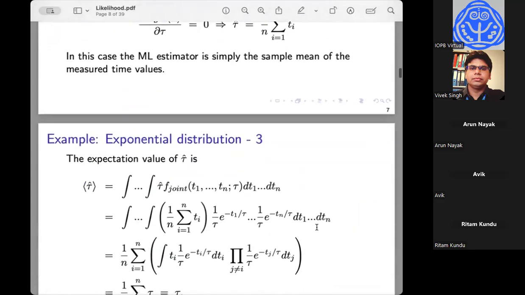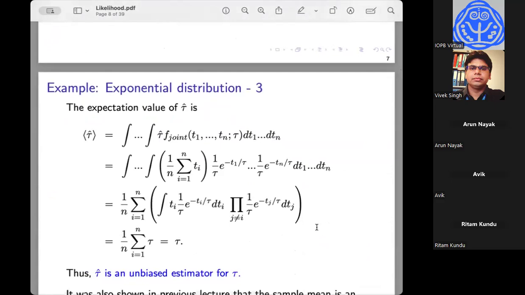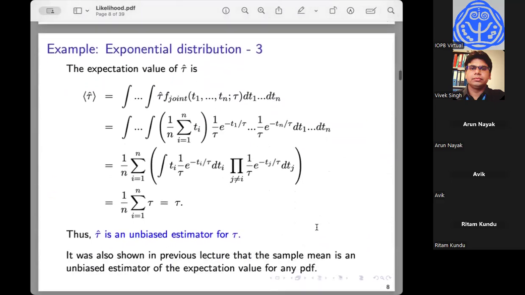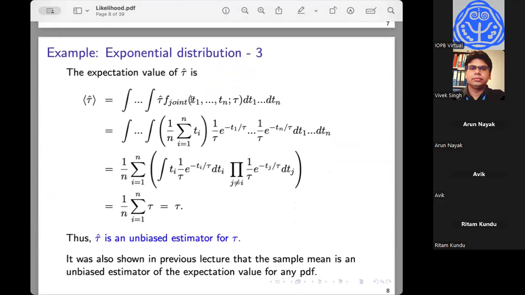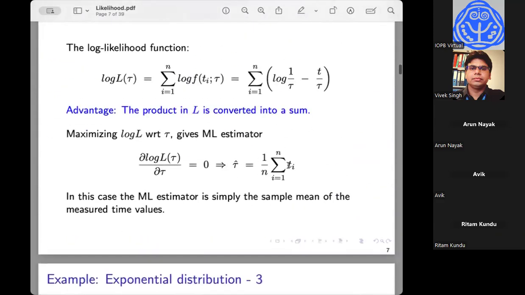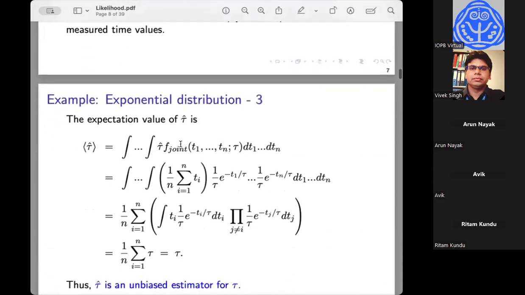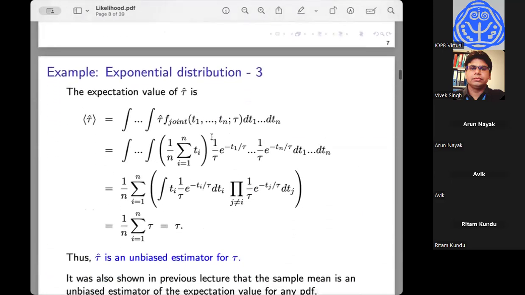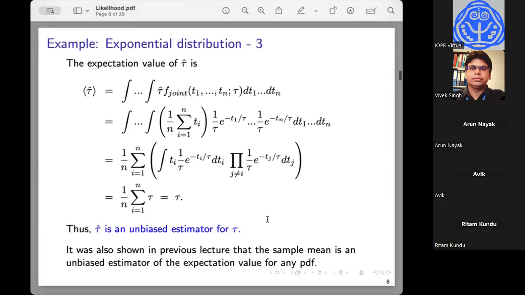Now here you can again calculate the expectation value of tau hat, which is again the same as a sample mean for this exponential PDF. It's basically the same as what we did before. So you'll get that the expectation value of tau hat is the same as tau. So tau hat is an unbiased estimator for tau. It was already discussed in the previous case.